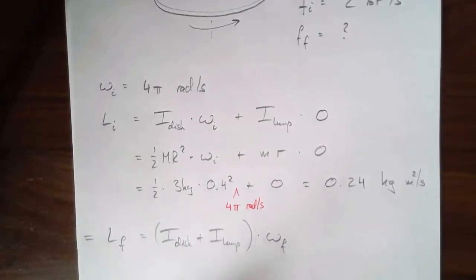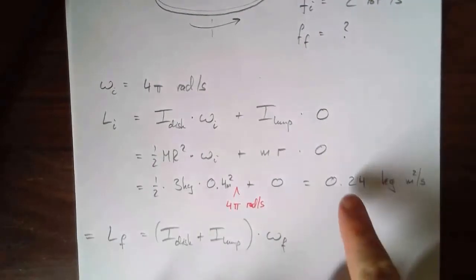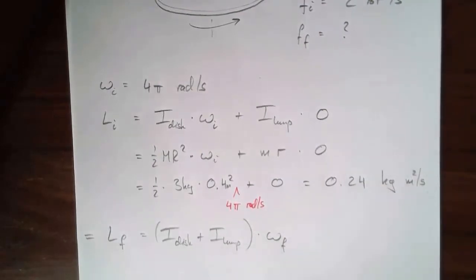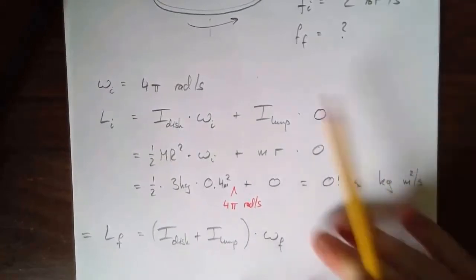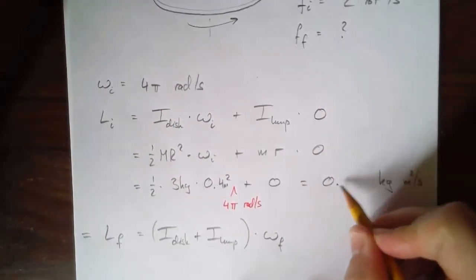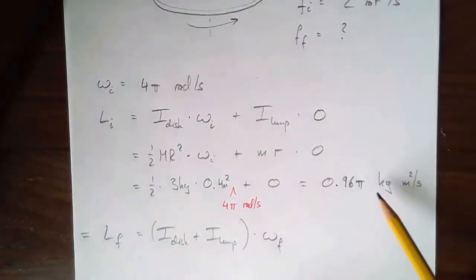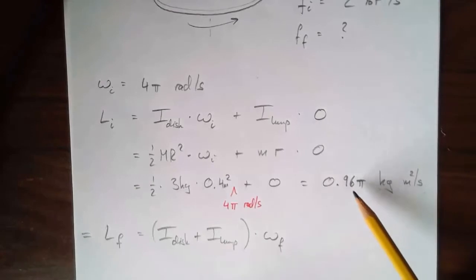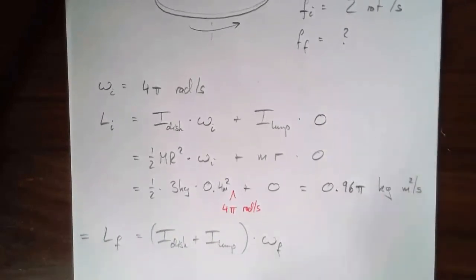Alright, so that goes in there. This was, of course, in meters. So I could have multiplied this by 4 pi. So I'm going to take 0.24, multiply it by 4, that's 0.96, and I'm going to leave the pi in there. So I anticipate that for our final answer, we're going to go back to f, we're going to divide again by pi.